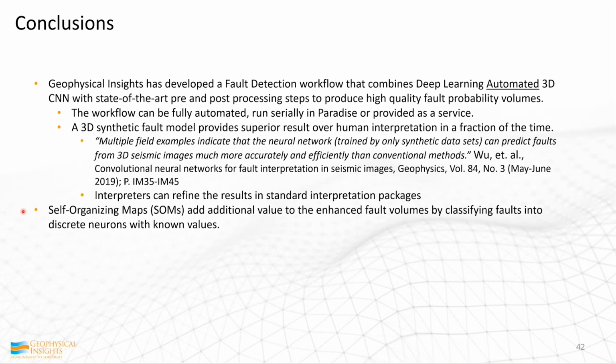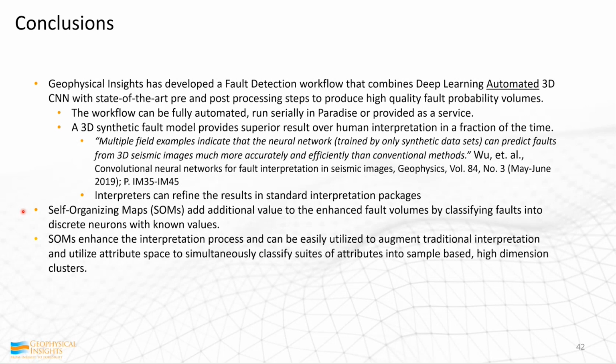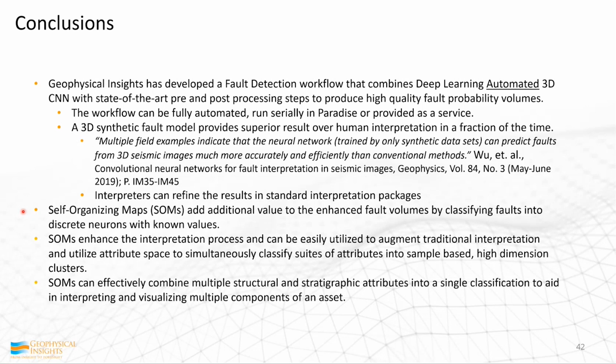Self-organizing maps add additional value to the fault volumes by classifying faults into discrete neurons with known values. And the SOMs enhance the interpretation process and can be easily utilized to augment traditional interpretation. SOM utilizes attribute space to simultaneously classify suites of attributes into sample-based high-dimension clusters. And SOMs can effectively combine multiple structural and stratigraphic attributes into a single classification to aid in interpreting and visualizing multiple components of a given asset, be it a prospect or a producing field.